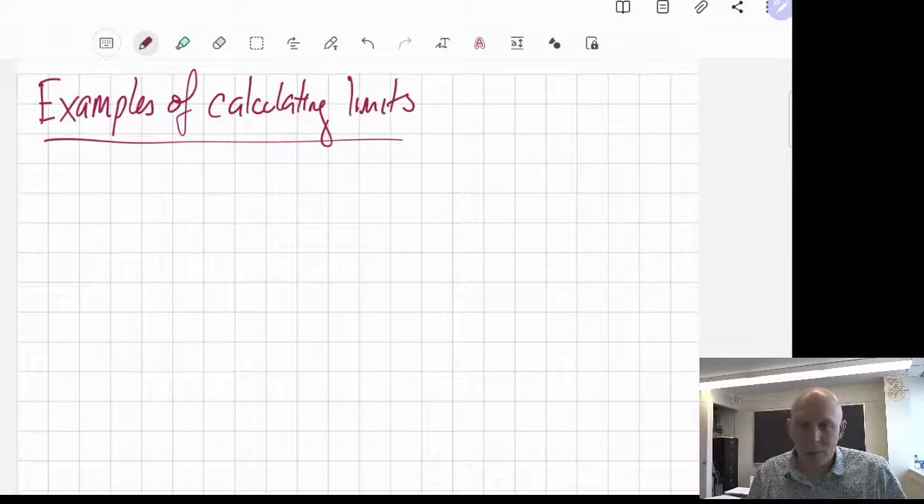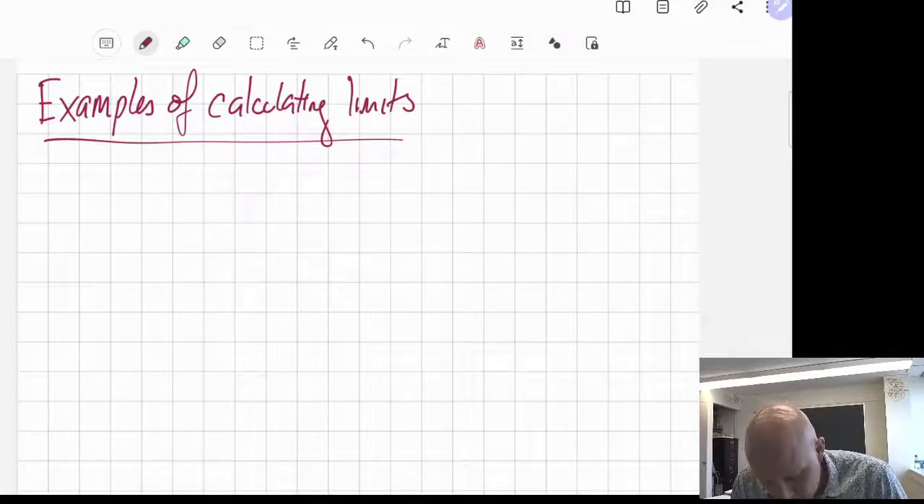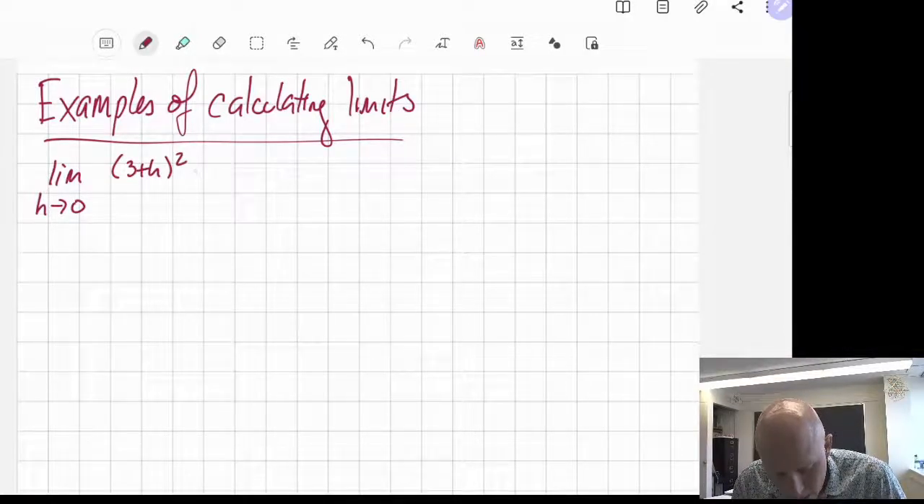Hey there. I'd like to go through some examples of calculating limits. Let's start with one that we did in class. I'd like to go through it a little bit more carefully. Let's look at the limit as h goes to 0 of (3 plus h) squared minus 9, divided by h.